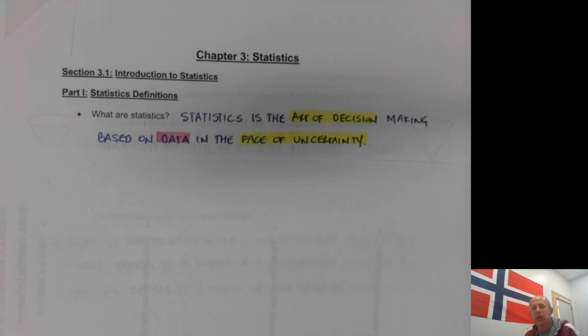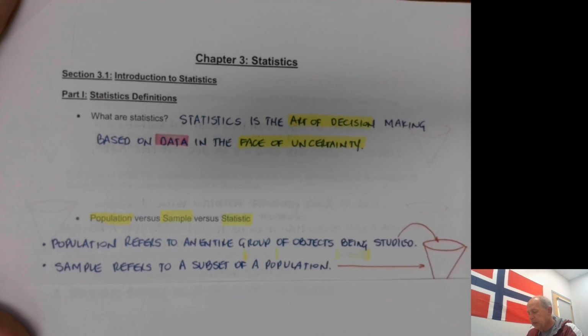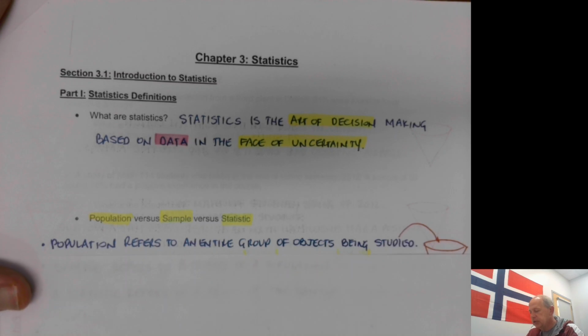Data is used a lot to try to make decisions and be smart with the information that you're given, and that's the basic gist of statistics. The difference between population, sample, and a statistic, let's take a look at that.